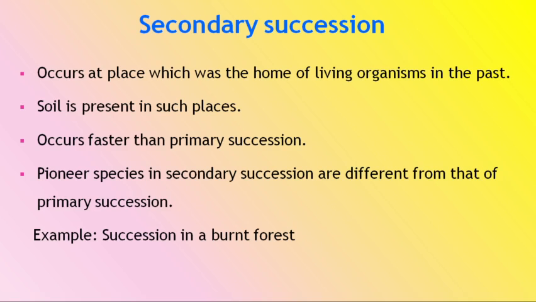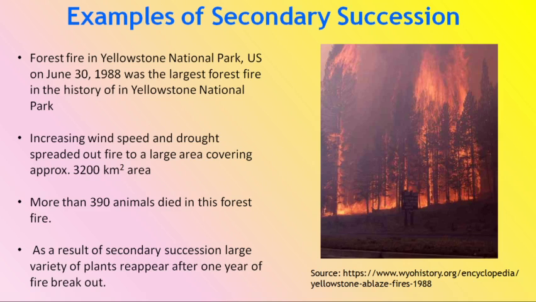So based on the abiotic conditions, the structure of the biotic community will be fixed. So in such cases, the pioneer species will not be similar to what we saw in the primary succession. The pioneer species here would be different. An example of secondary succession could be the succession which starts after a forest fire at any place.